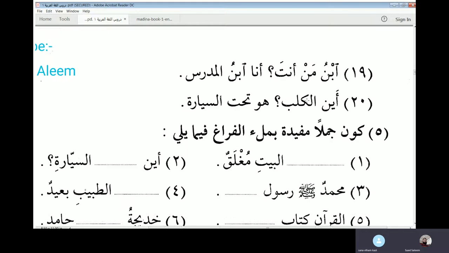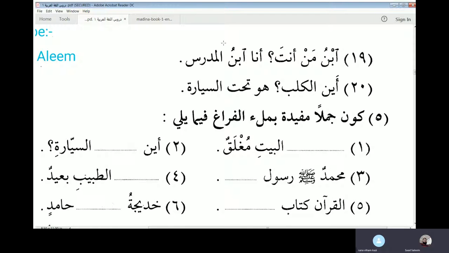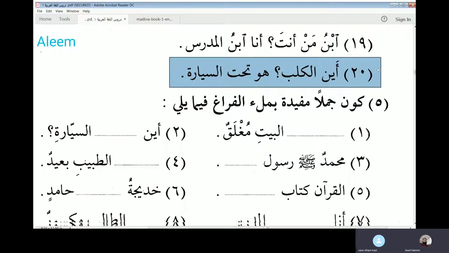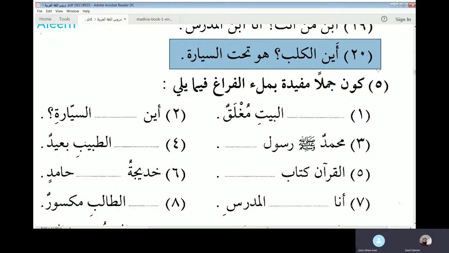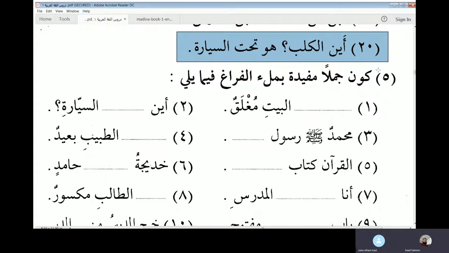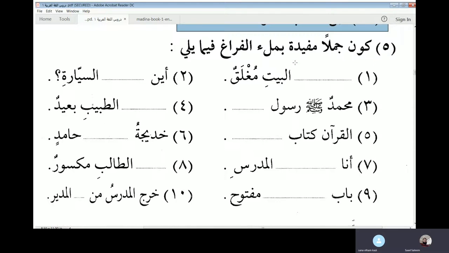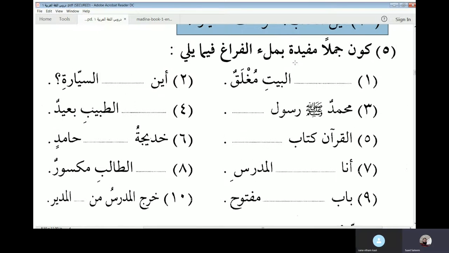Ibnu Mananta? Whose son are you? Ana Ibnul Mudarrisi. I am the son of the teacher. Aynal Kalbu? Where is the dog? Huwa tahta sayyarati. It is under the car.